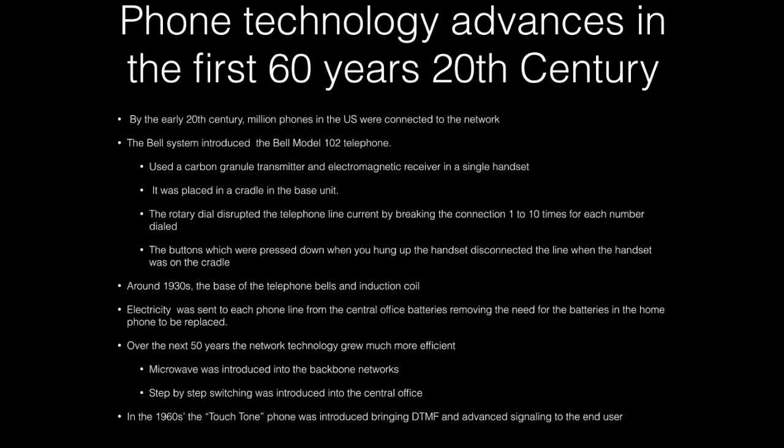Anyway, there was also an electromagnetic receiver or speaker in the handset. The single handset was significant because prior to this, we had two devices, something you held to your ear and something that you held to your mouth. It was placed in a cradle in a base unit, and the rotary dial, when you dialed it, the phone company provided current from the central office, as we called it, and that was roughly 50 volts.